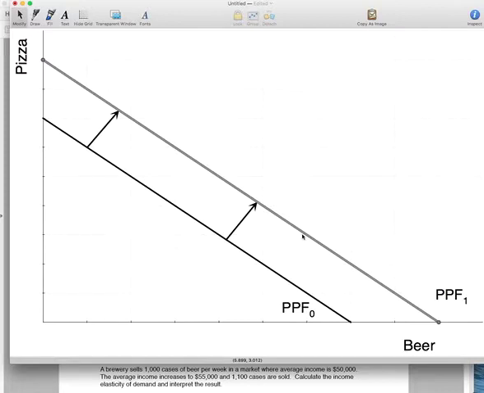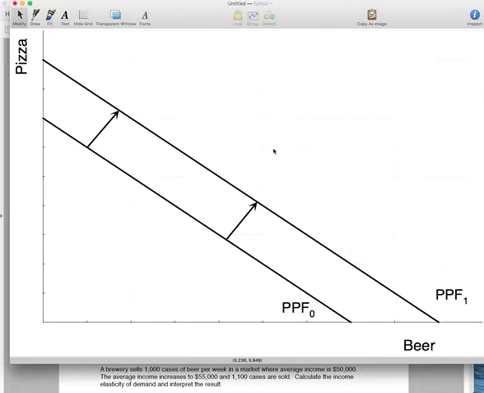The same thing would occur if there's an increase in the capital stock. If you increase the amount of capital that's available for producing beer and pizza, that increases the maximum amount of output that can be produced for both items. So if the capital stock increases, your diagram would look exactly the same. The same thing holds for an increase in the amount of labor.